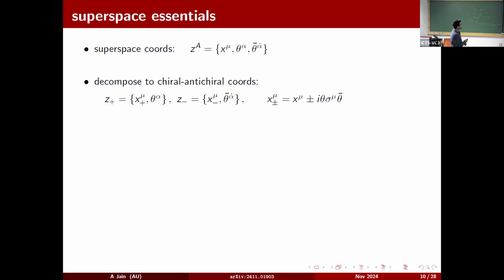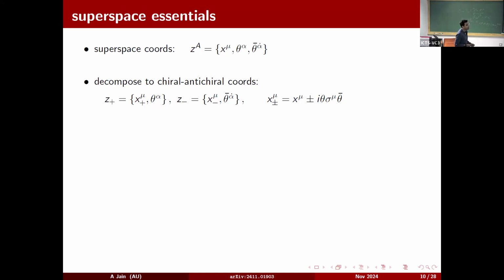So superspace contains x mu, theta and theta bar. These are just the normal standard superspace variables. We decompose these variables into chiral and antichiral coordinates. So we make this.